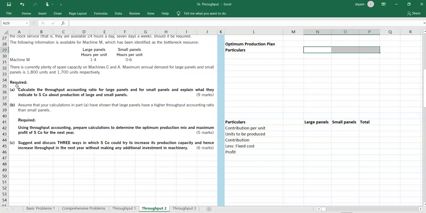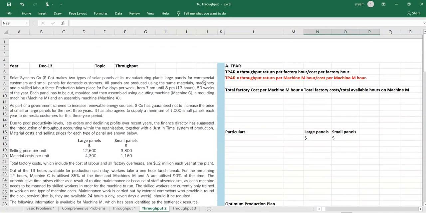The requirement is to calculate the throughput accounting ratio, the TPAR, for large panels and for small panels, and explain what they indicate to us about the production of large and small panels. That is about a 9-mark question here. So we have to just find out the TPAR.